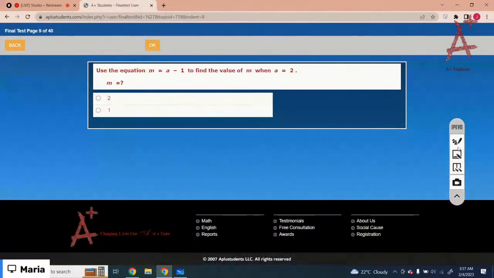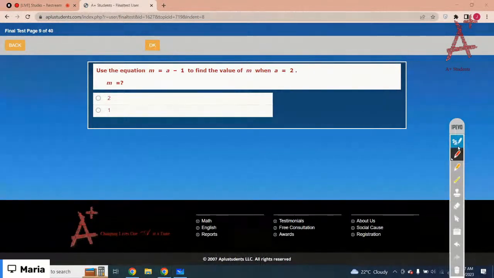Okay, use the equation m equals a minus 1 to find the value of m when a equals 2. So replace the a with the value. A is 2. So it would be 2 minus 1. 2 minus 1 is 1. Got it? So the correct option is 1.